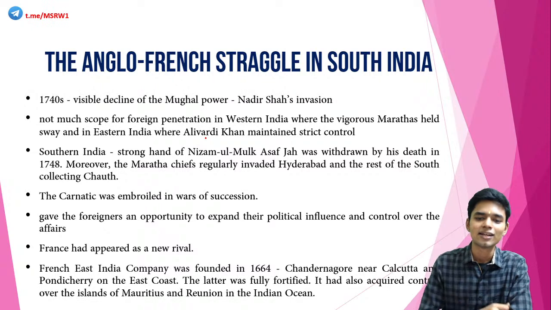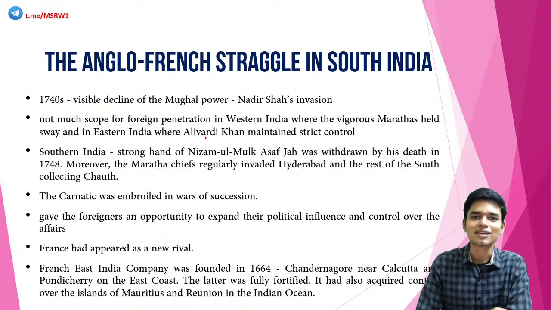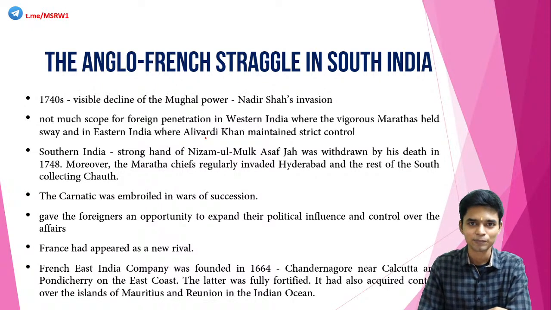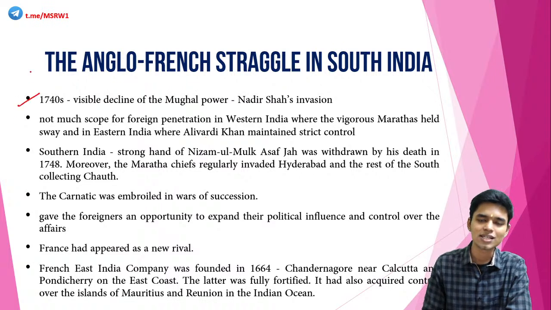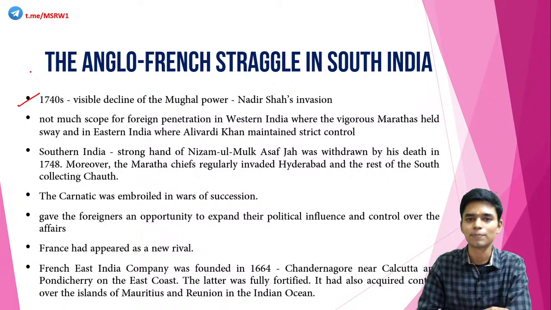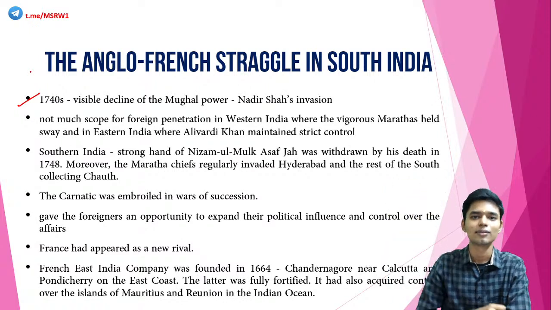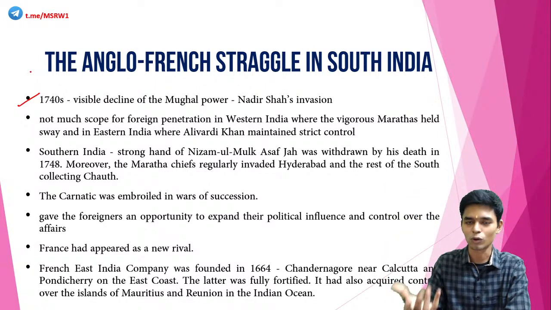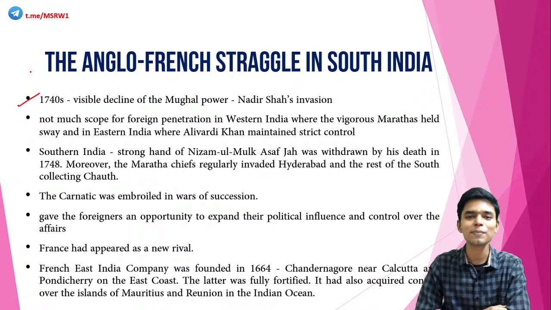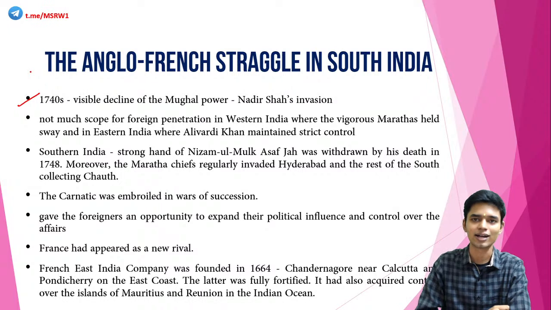Anyway, the French also wanted to set up their stronghold in India. So in the 1740s, we see a decline of Mughal power. Nadir Shah invaded India during the time of Muhammad Shah Rangila. This invasion of Nadir Shah exposed the weakness of the Mughal crown. So more and more autonomous Rajas started to come up, and foreign powers started to establish their strongholds here and there.